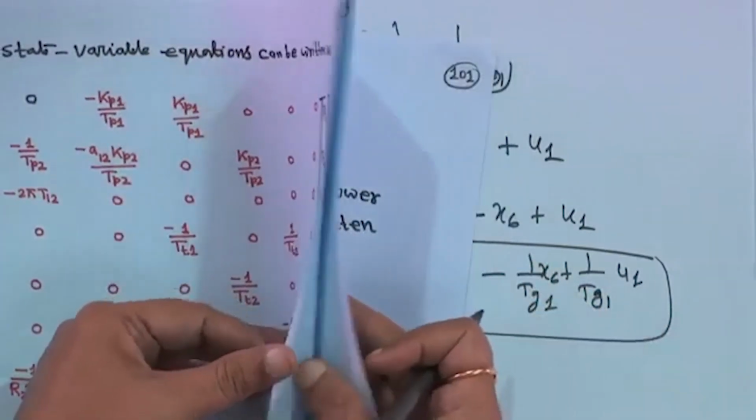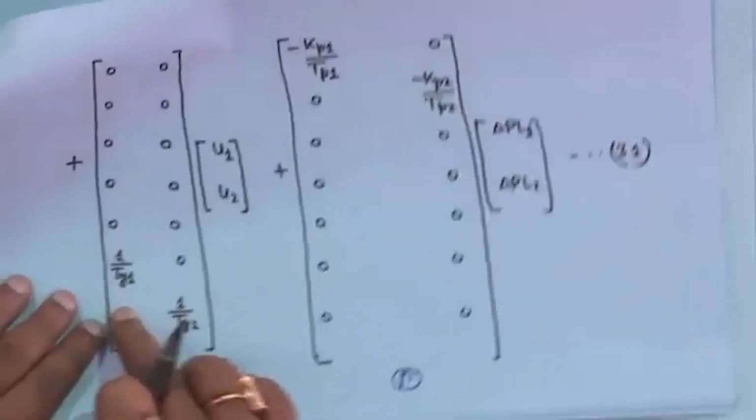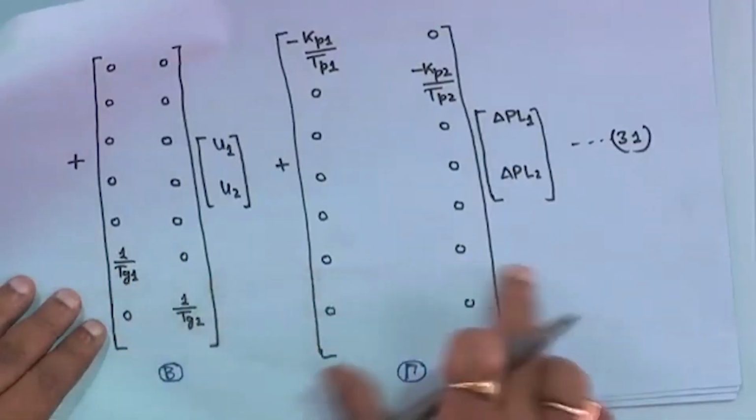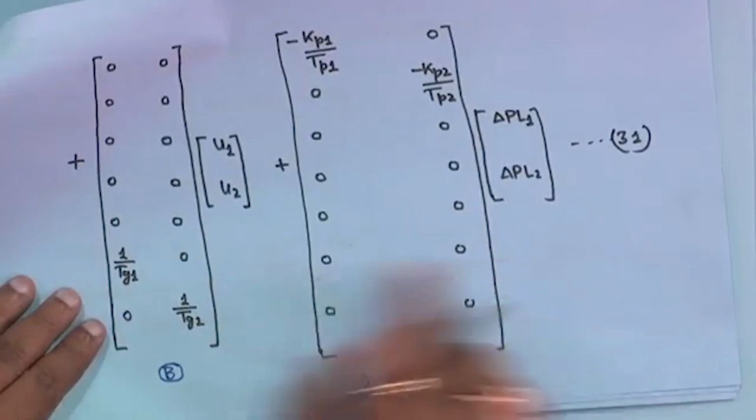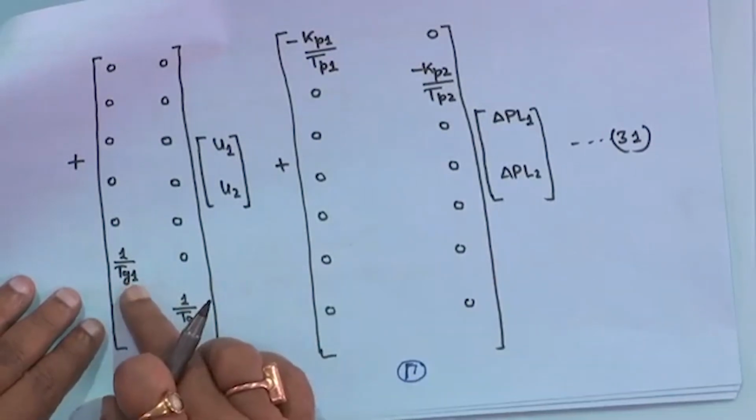So we go to the B matrix, this is the sixth row. Here it is 1/Tg1; it is 0 for delta PL, no delta PL is involved here. So it is 0, but it is 1/Tg1.